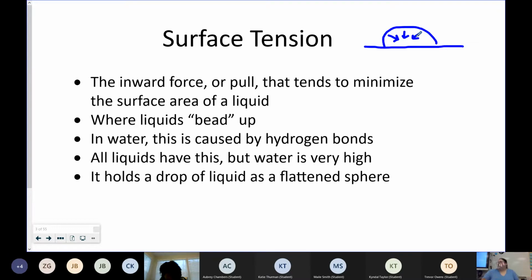This is where liquids will bead up. Everyone's done the lab where they put drops of water on a penny and it bubbles up versus spreading out.